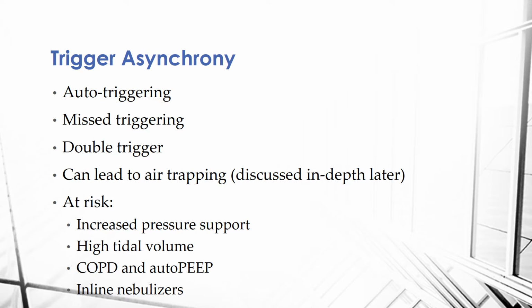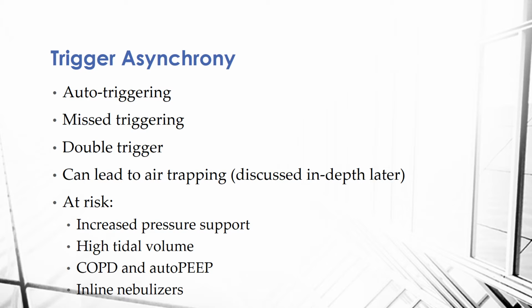So trigger asynchrony is an error that can come up with your triggering. So auto triggering, that's one problem. Mistriggering, this is where you don't have your sensitivity set appropriately. Double triggering, this can happen when your sensitivity is set too high, or too sensitive would be the way to say it. And that's where you can get some breath stacking, and that leads to your air trapping, which we're going to talk a lot more about later.